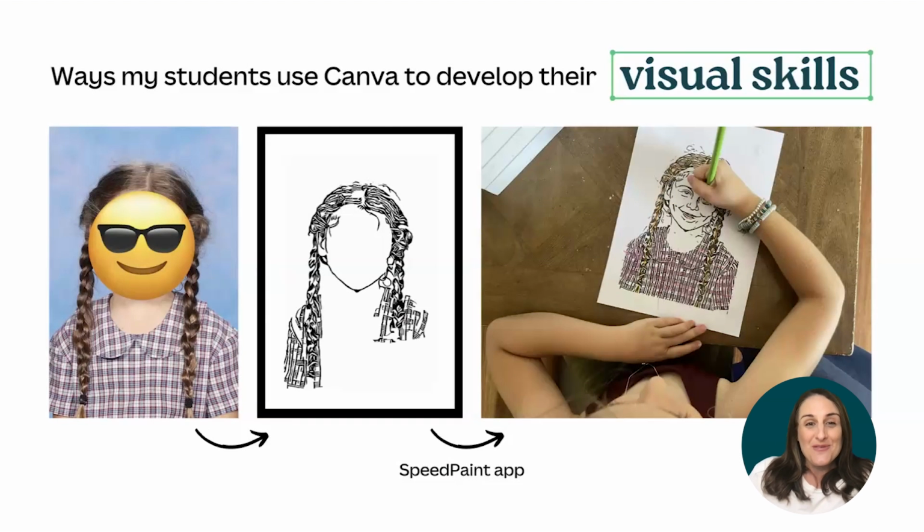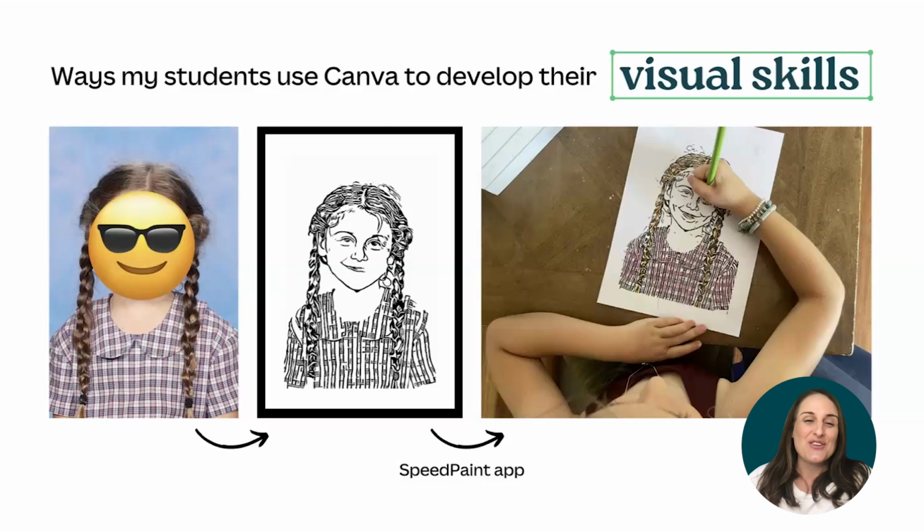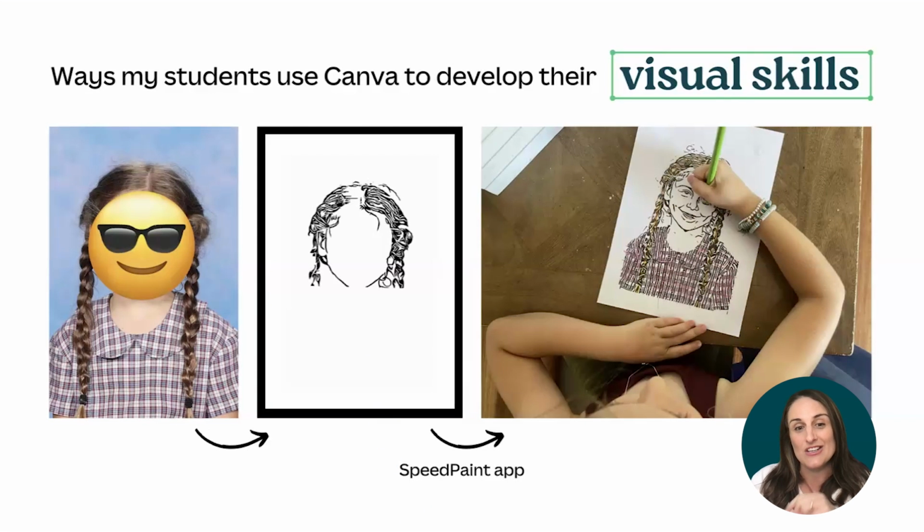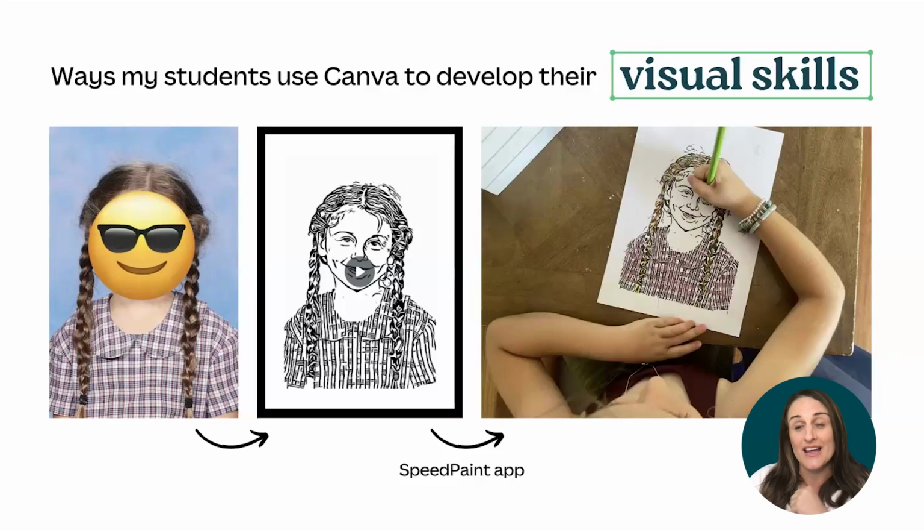Briefly, some more fun ways to use Canva to refine your students' visual skills. This is the Speed Paint app, and it can be used to generate a drawing from a photo for an all about me artwork. This is an example here. We started off with a photo. I put it through the app here, and then here we are coloring it in, but you could do anything. You could do watercolors or all sorts of things.